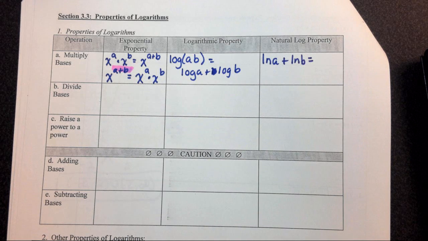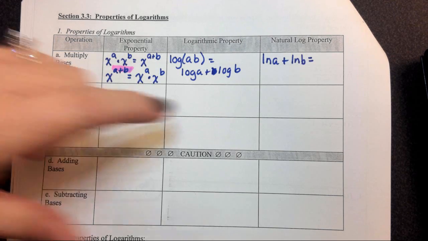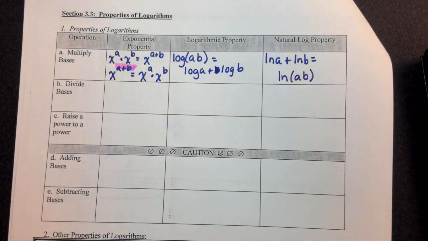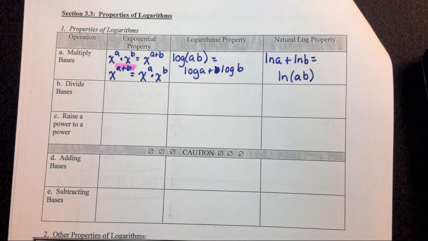So remember, we use these properties also to condense. What I did in this first example was I expanded out that log of A times B. But remember, you can also use this property to condense. Natural log of A plus natural log of B, we can bring this together and condense it to a single logarithm as the natural log of AB. So you have to be able to use the properties both ways, expanding them out or condensing. Remember doing this from last year?